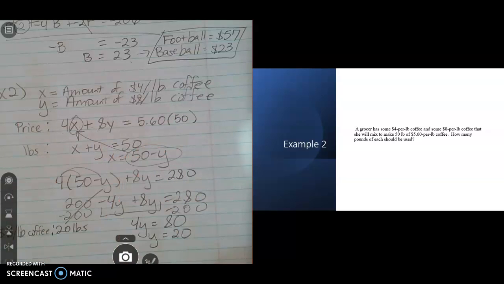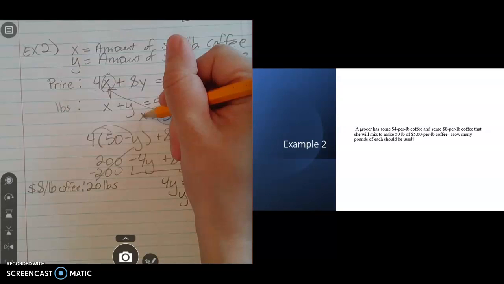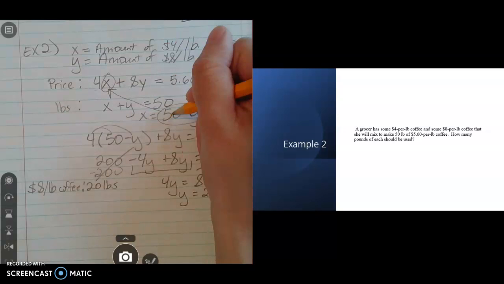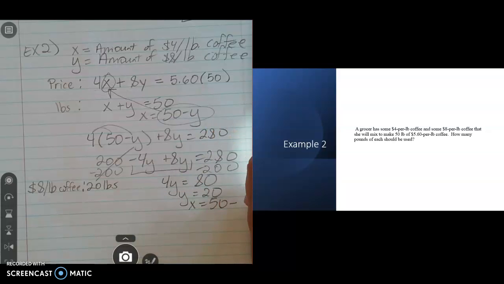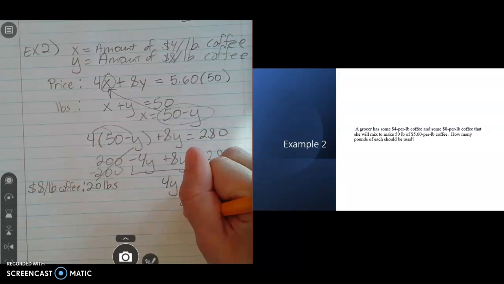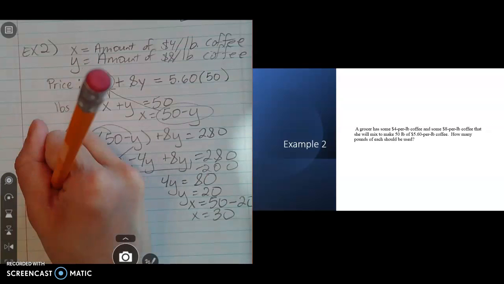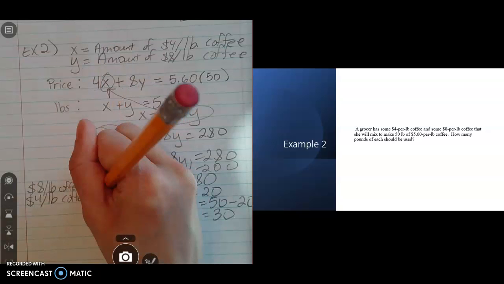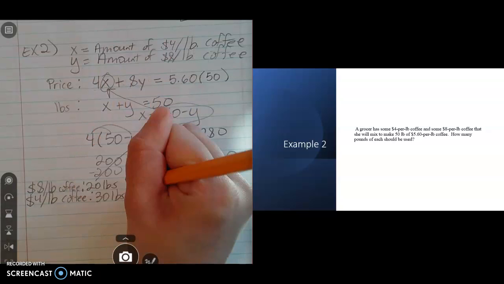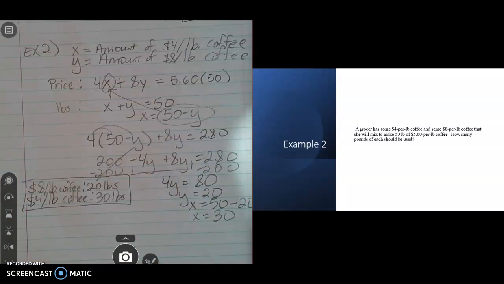Okay. It does ask how many of each should be used. So we still need to solve for x as well. But x isn't too bad. X is equal to 50 minus y. So I'm going to do 50 minus 20, since 20 is y, and get x is 30. So the amount of $4 per pound coffee that the grocer is going to be using is going to be 30 pounds to get that blend that she wants. Okay? And there's my answers.